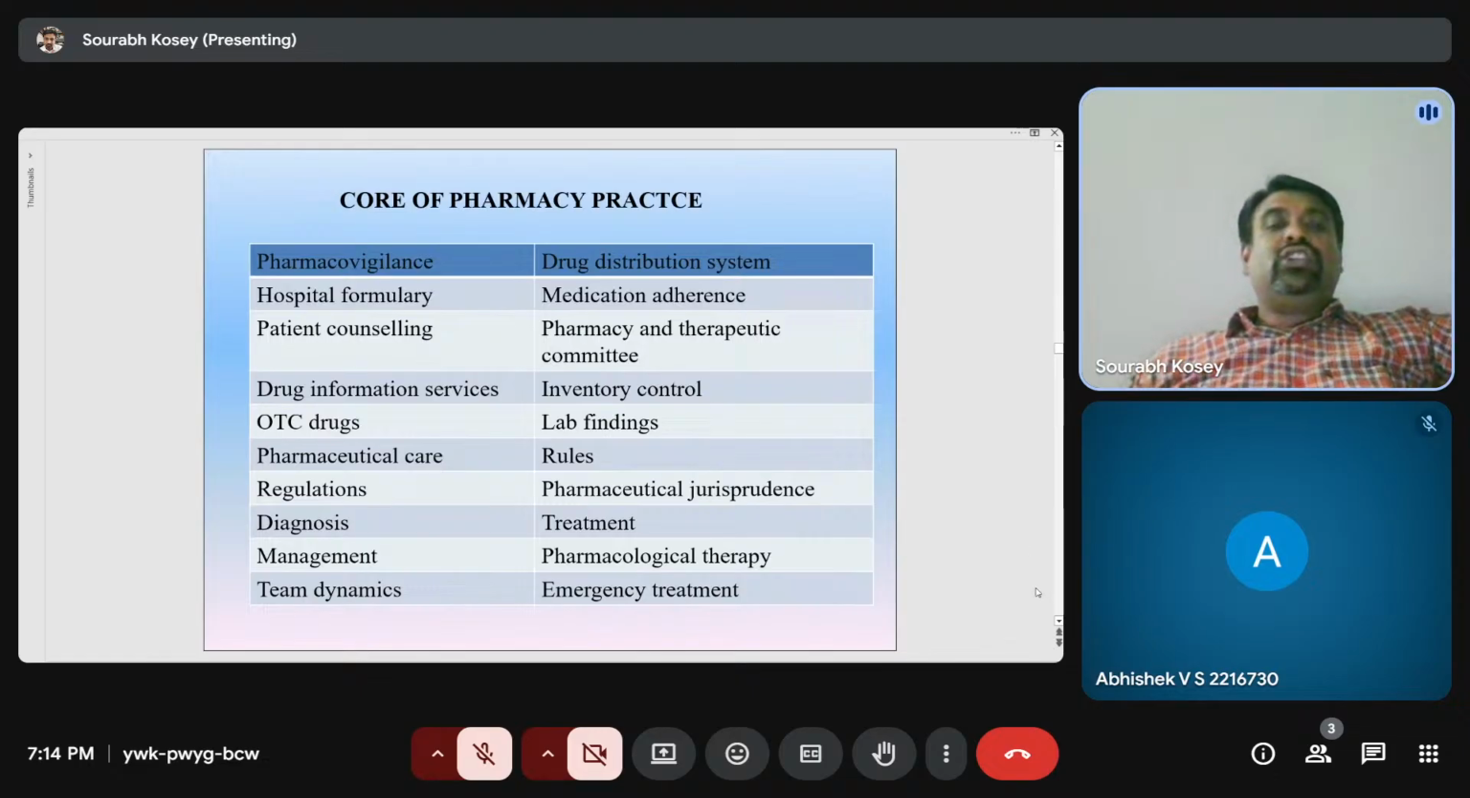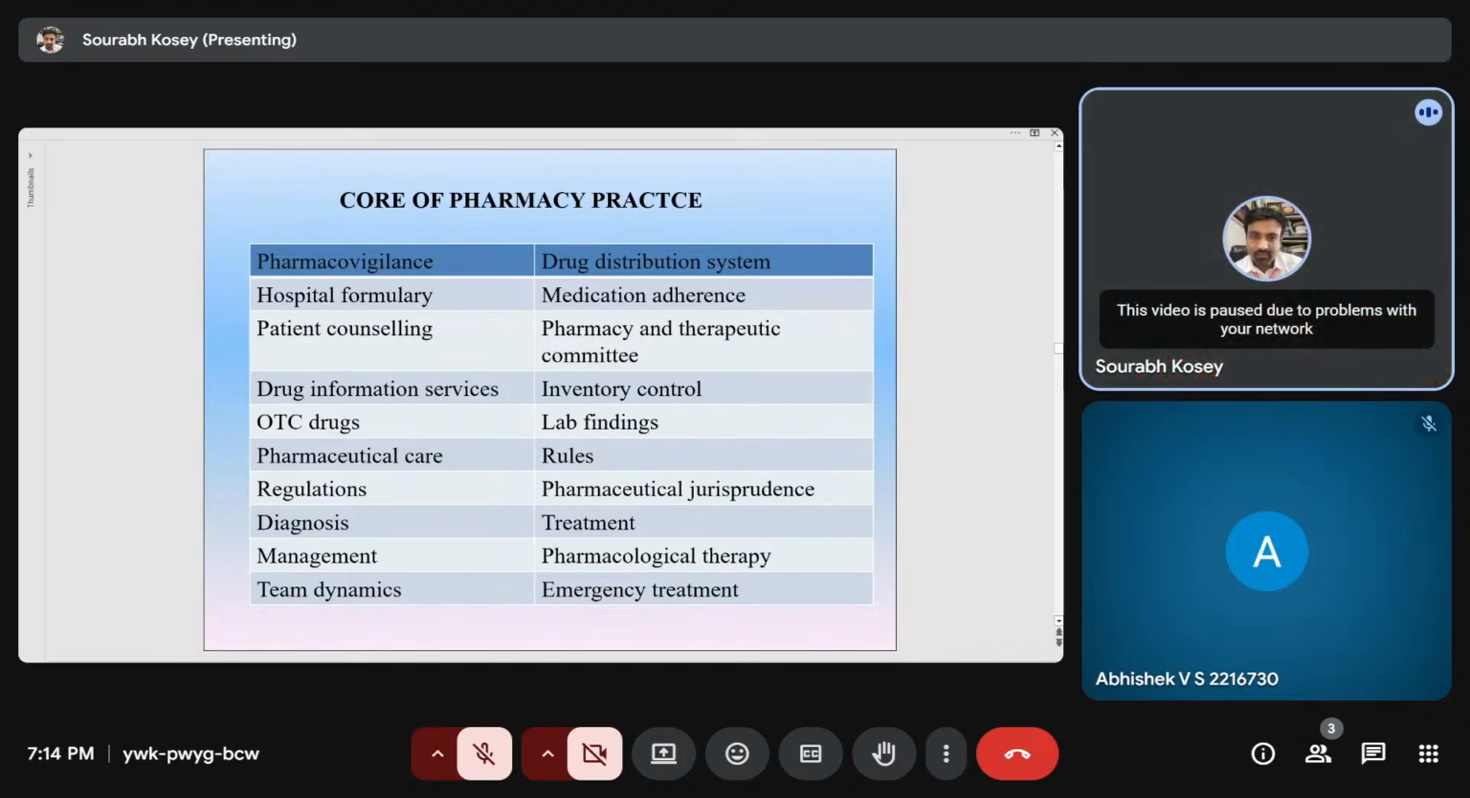So the drug distribution system, in terms of community pharmacy or hospital pharmacy. Then inventory control, stock, expiry, audit, and medication adherence, for understanding that medication is a very important segment, and what will happen if the medication adherence is not proper.